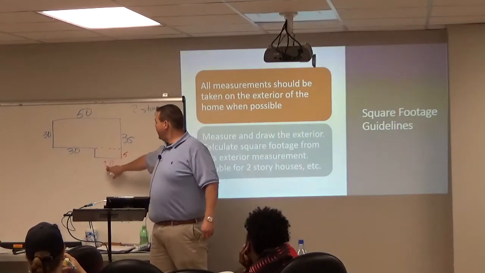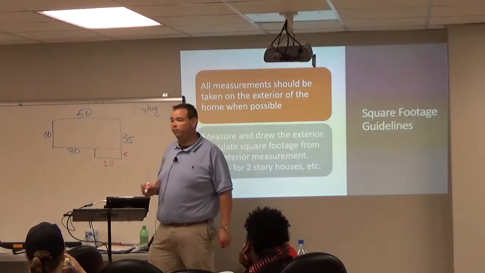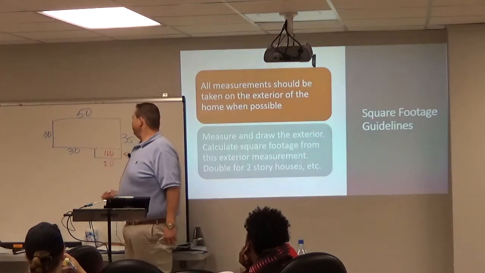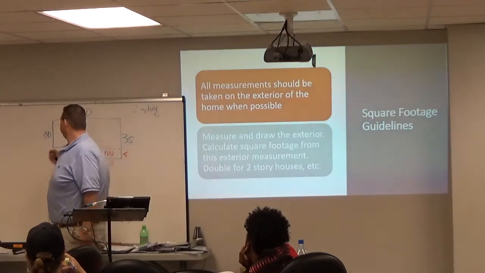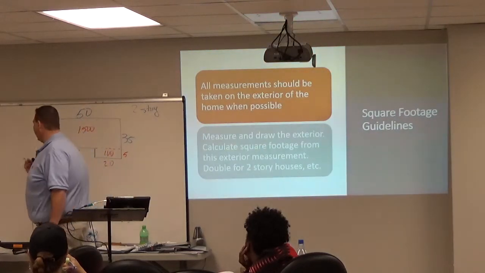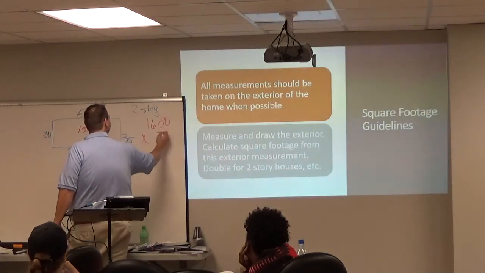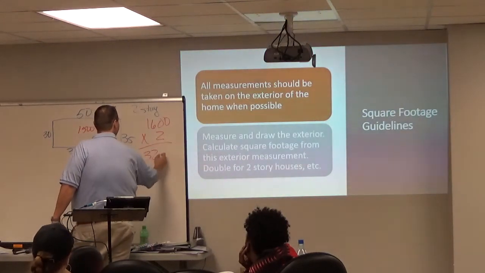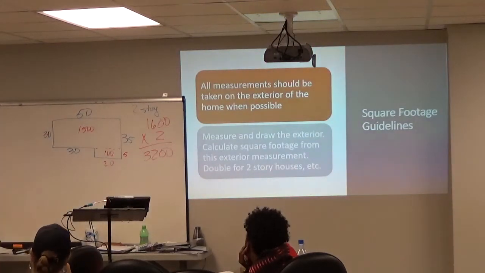So how many square feet do I have in the small box? 20 by 5. How many is that? That's 100 square feet, right? And then the big box, which is 30 by 50, is 1,500 square feet. So what I have is 1,500 plus 100. How big is the house? It's a 3,200 square foot house. Because it's 2 stories.